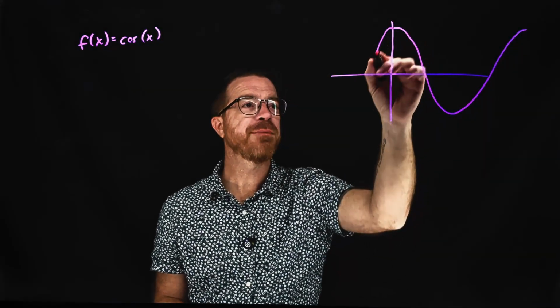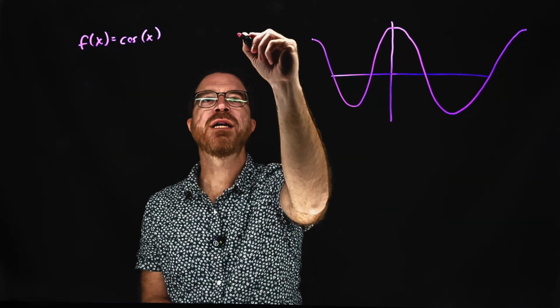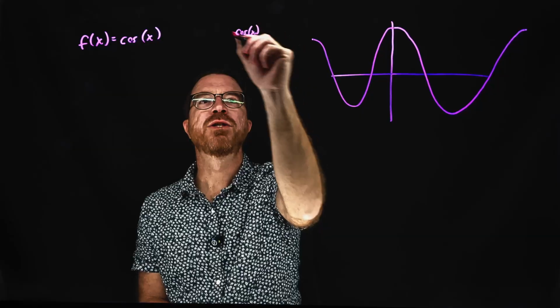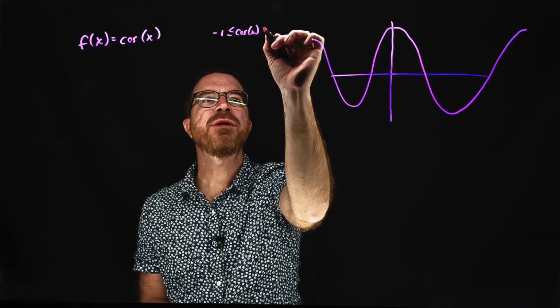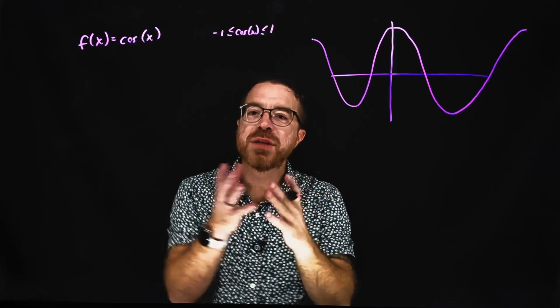And of course, it'll do the same thing if we go in the negative direction. So this means that our cosine of x is going to be greater than or equal to negative 1 and less than or equal to positive 1. Now, where are these values occurring?